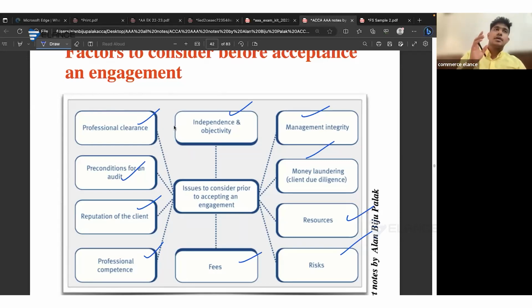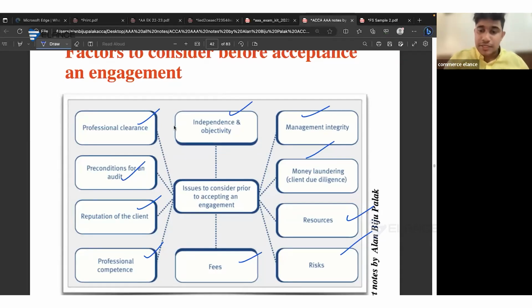Consider that if there is anything that affects the resource availability for the engagement, say, for example, if the client needs to complete the audit within a span of 3 months, you have to consider whether you have resources for that in terms of time as well as in terms of staff. If there are only adequate resources, you should be accepting that engagement. You have to consider whether the risk of the engagement is acceptable.